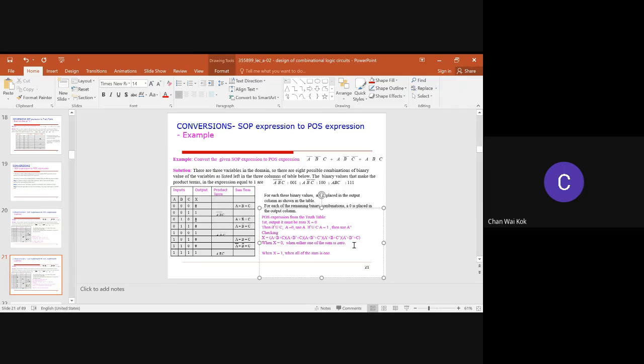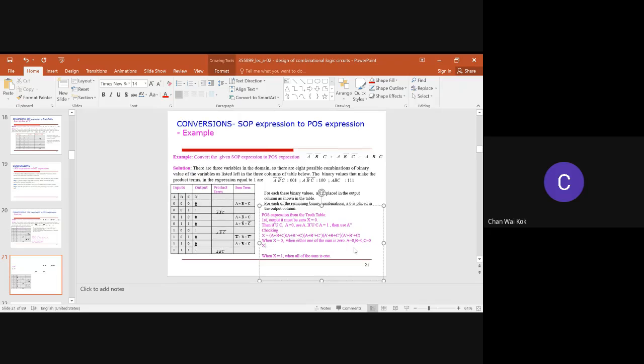Okay, let's do the checking. Let's say when a equals 0, b equals 0, c equals 0. So what will happen? X will become 0, since one term is 0, and then you multiply with anything, so it's 0.